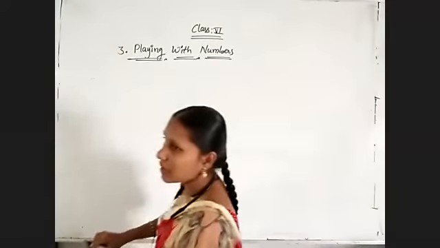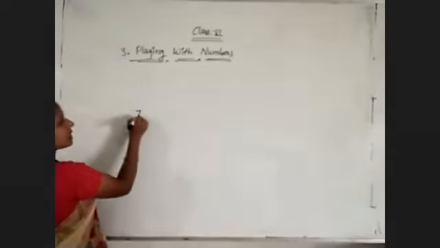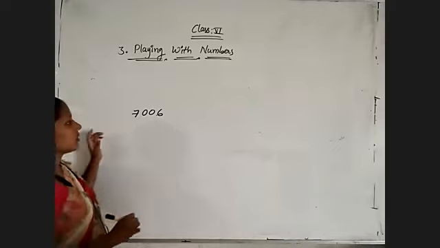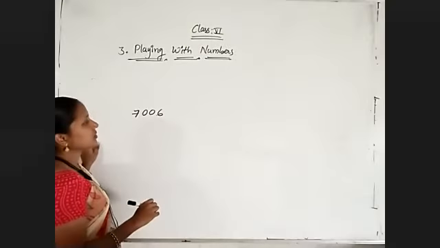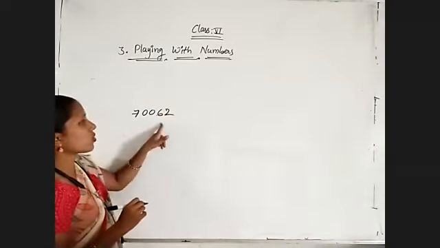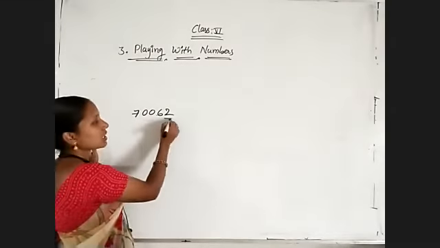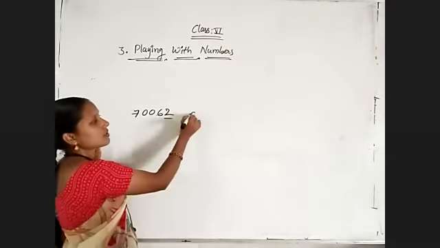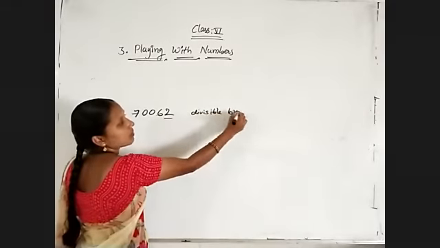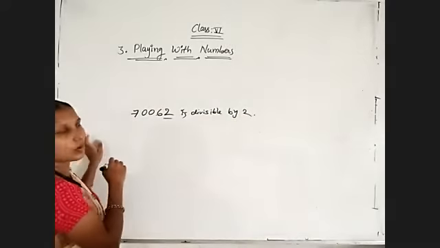Divisibility rule of 3. See, suppose I have a number 70,062. Now observe, because in the units place 2 is there, it is divisible by 2. Okay, this is the divisibility rule of 2.